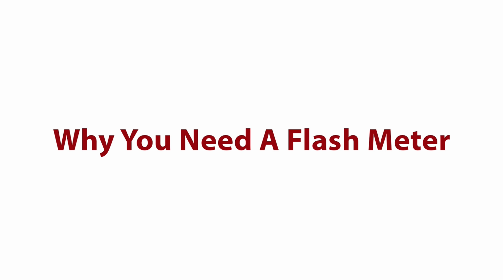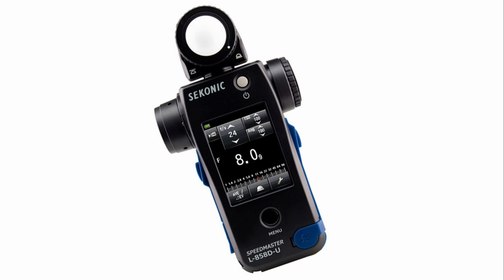You dial in exactly the same settings that you have on your camera. Here, I'll show you the one that I use. This is a Sekonic L858. It's a wireless transmitter. It triggers the lights for me. It can control the power. Basically, you dial in exactly the same settings that you have on your camera, the aperture, the shutter speed, the ISO, and then you meter the lights to match those settings.